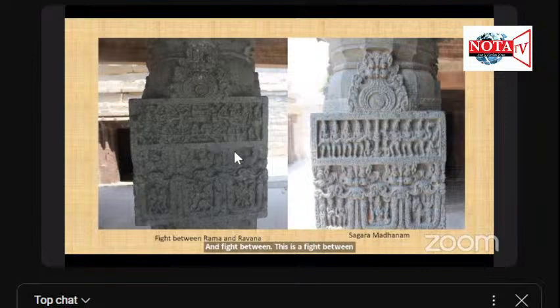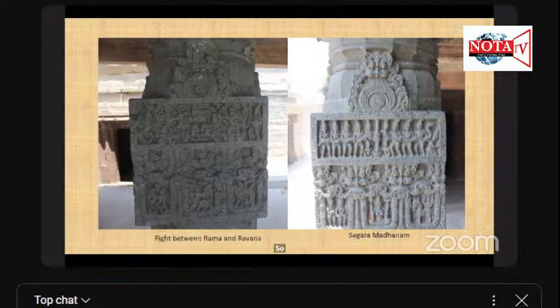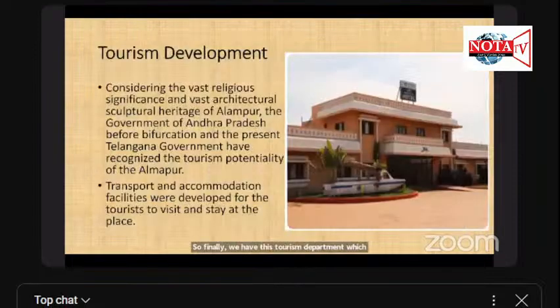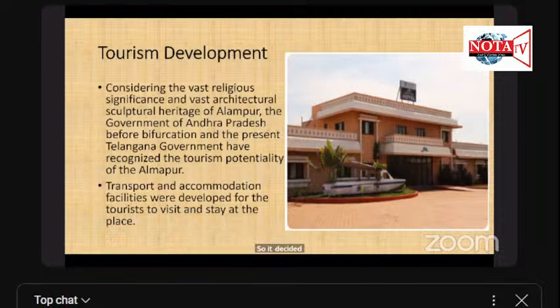So finally, we have the tourism department, which decided to make this a very important tourist site, for being a very spiritual and religious place and a great Shakti Pitha. So it decided that this particular place should be promoted. So it built this Harita Hotel, so tourists can come here, stay here, and see this.